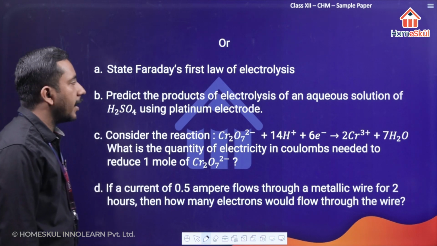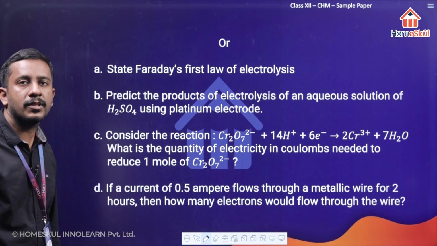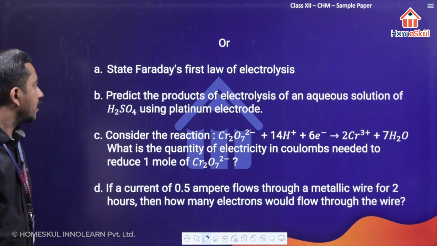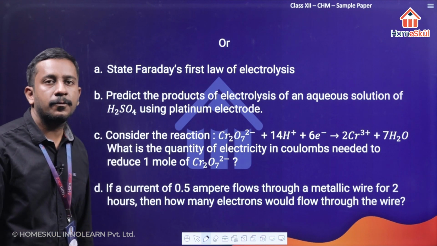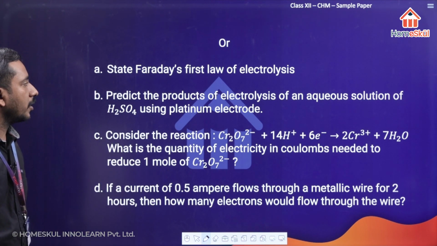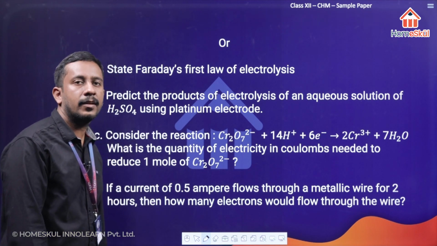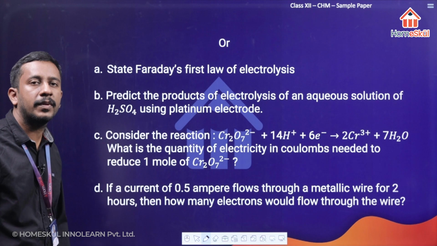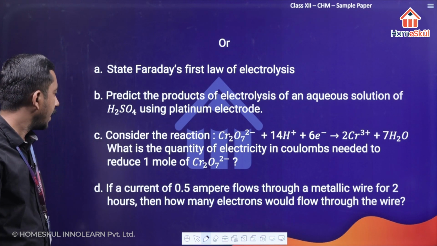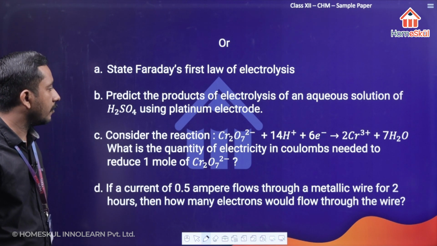Right. So you can either answer that part of the question, or we have a choice, another set of questions that we can answer here. And that has 4 sub-questions. The first question is to state Faraday's first law of electrolysis. And the second question, predict the products of electrolysis of an aqueous solution of sulfuric acid using platinum electrode. What will be the products that will be obtained in the anode and cathode as a result of oxidation and reduction reactions? And the third question, we consider the given reaction.